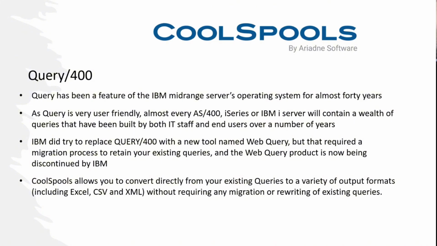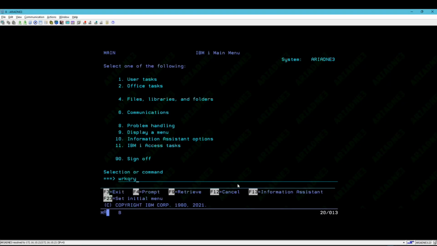CoolSpools, on the other hand, allows you to convert directly from your existing Query 400 queries to a variety of output formats, including Excel, but also CSV and XML, without requiring any migration process or the rewriting of your existing queries.